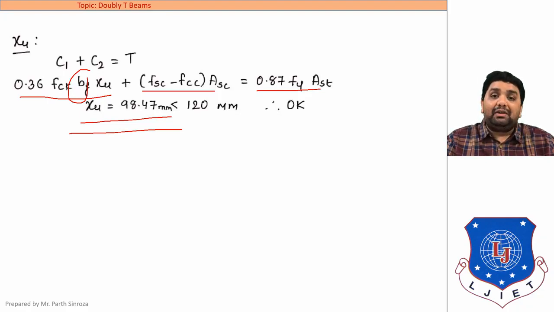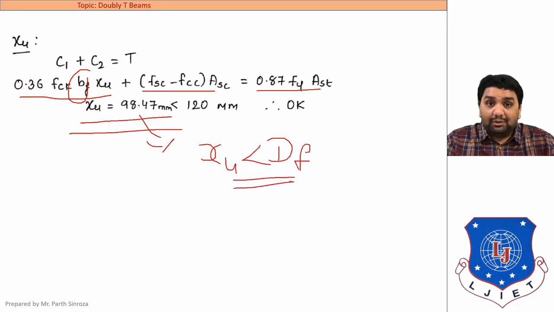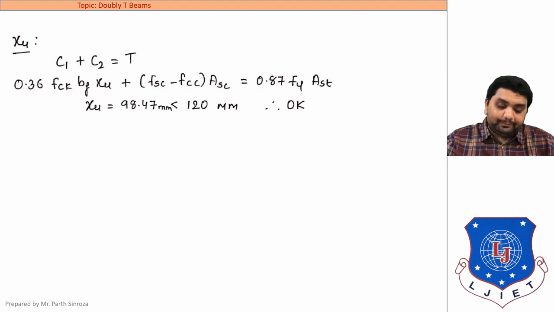We need to check whether we have proved it correctly or not. As it is in the flange, it will always be XU less than DF. So this value 98.47 is of XU, so we will be just comparing it with DF. DF is mentioned in the question as 120 mm. Okay? So it is less than 120 mm, and therefore it is okay till now. So this was our XU portion.